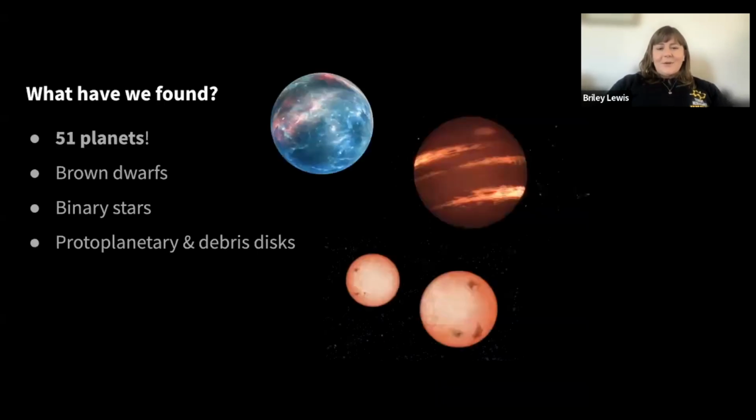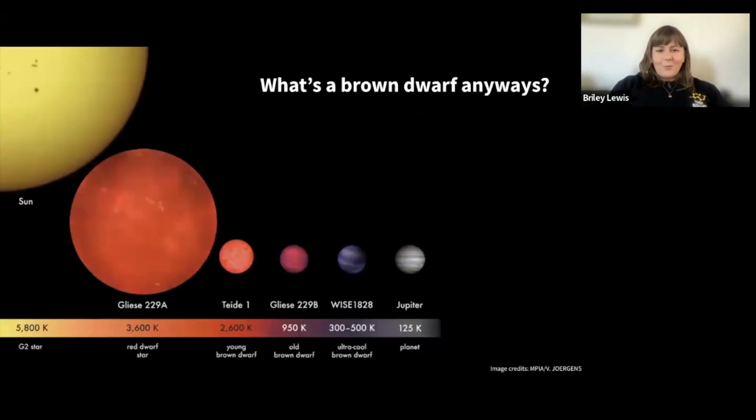All right. So back to what have we found? So we'll get to the planets in a little bit, but what about these brown dwarfs? Those are something that I think some people might not know about. Why are they cool? What are they? So, what's a brown dwarf, anyways?